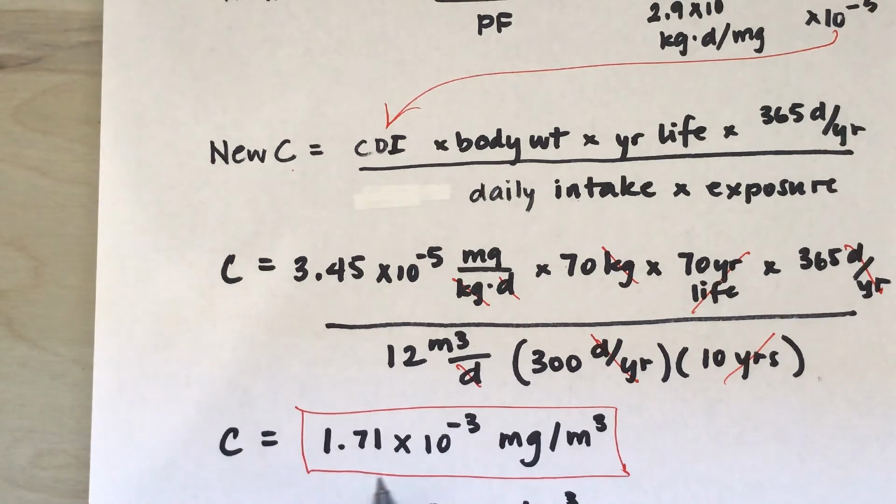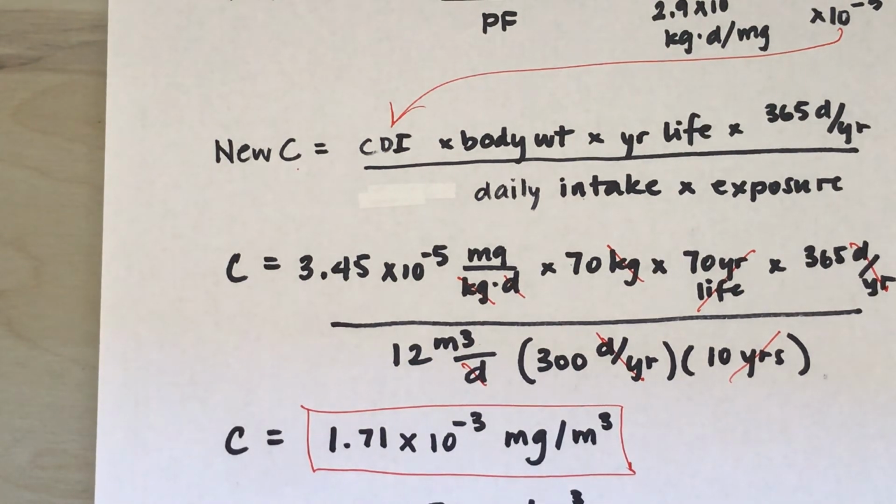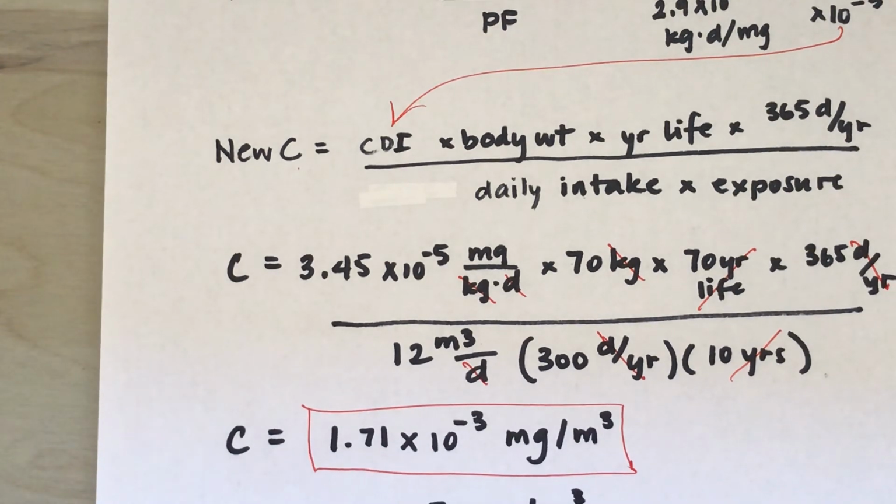So it's 1.71 times 10 to the negative 3 milligrams per meter cubed is what our new concentration is going to be, which is, remember the earlier was 0.01, so that was too high. So this is about 5 to 6 times less concentration, 0.0017 milligrams per meter cubed.